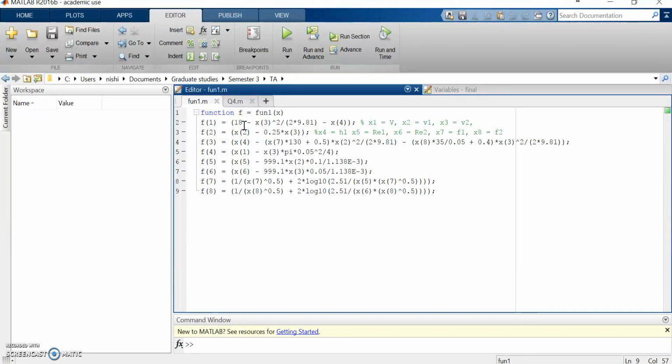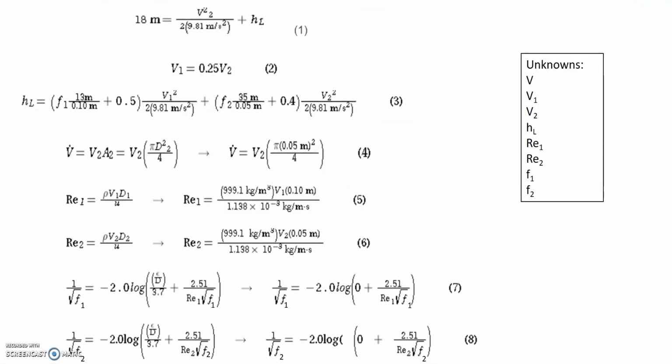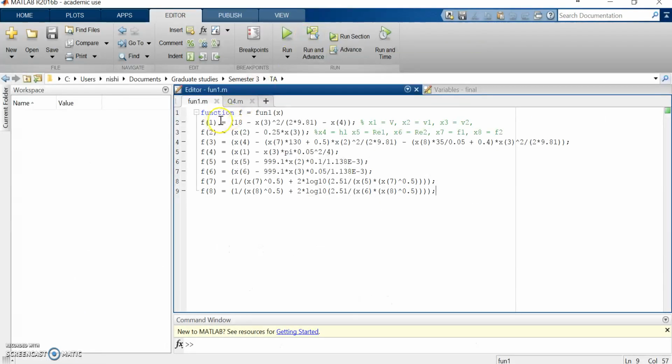How fsolve works is that you need to write down each equation equal to 0. So basically, equation 1 would be 18 minus V2 squared by 2G minus HL equals 0. That's the way fsolve works, and that's how you need to write down your equation for F1. So basically, F1 would be Z2, which is 18, Z1, which is 18, minus V2 squared, which is x3 squared, divided by 2 into G, minus x4, which is HL.